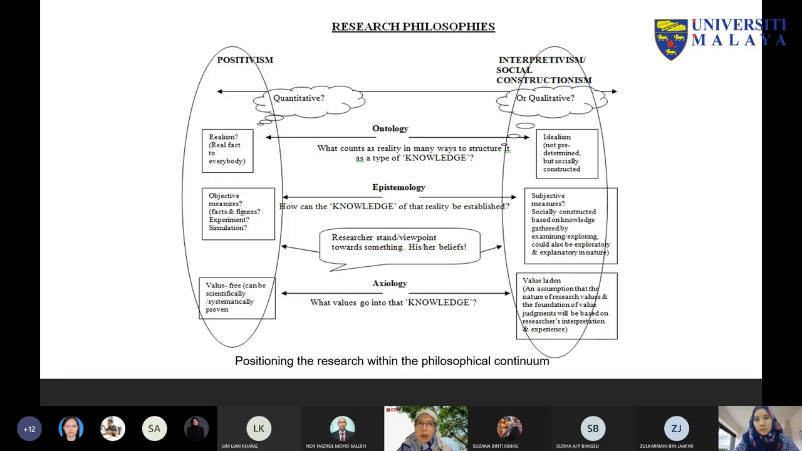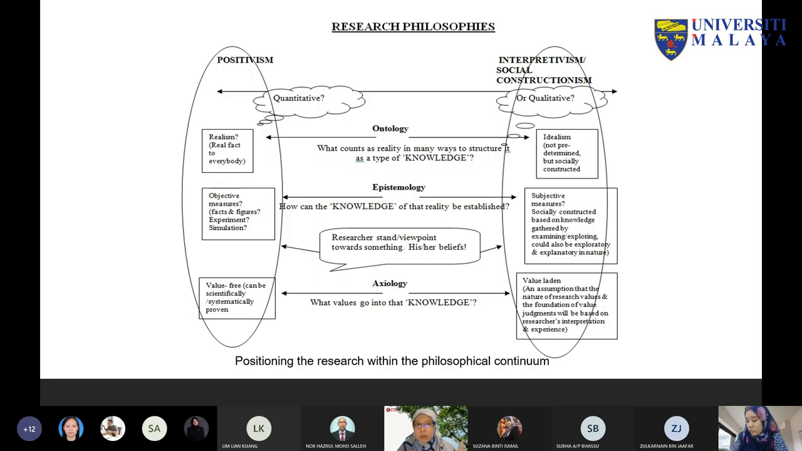Okay, so positivism is how you view things. Interpretivism or social constructionism is how you view things. So if you interpret some phenomena or you construct some idea, that means you are on the social constructionism side. If you are looking at scientific measures, real fact to everybody, then you are holding the positivism paradigm. Okay, so I have this as a basis to give you a better understanding of what it means to hold a quantitative and qualitative viewpoint.